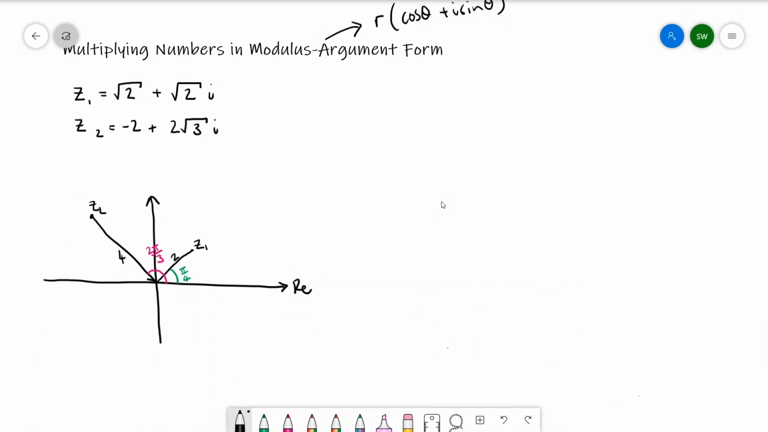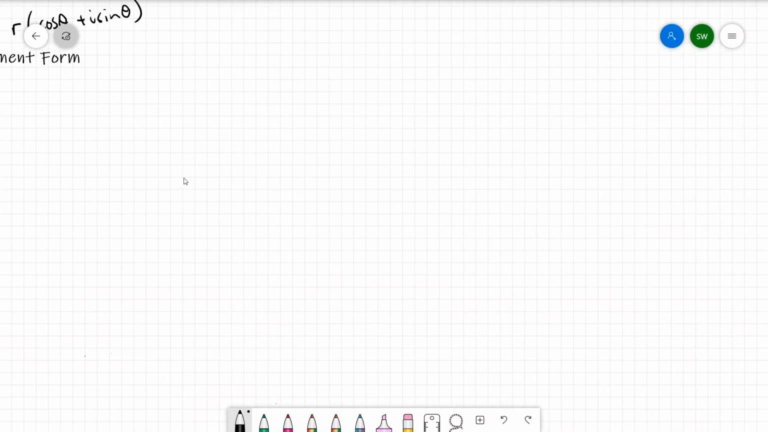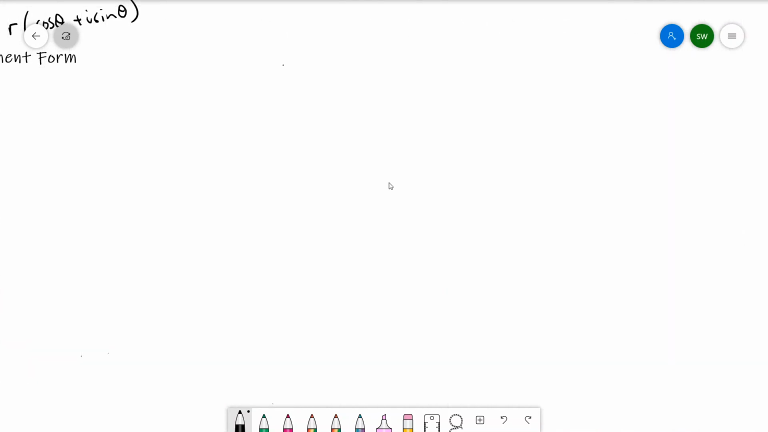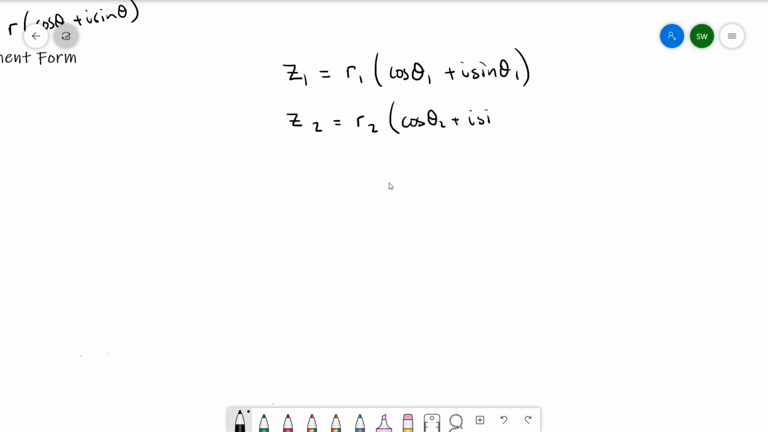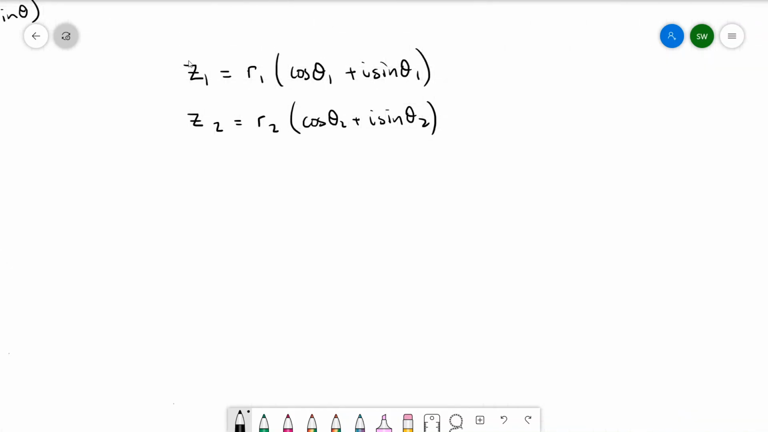So before we do that, we want to start with two general complex numbers in modulus argument form. Let's say z1 has modulus r1 and argument theta 1, and another complex number, z2, with modulus r2 and argument theta 2. What we want to do is come up with a general formula which says how you times these two complex numbers together. So let's try and work out where that formula comes from.